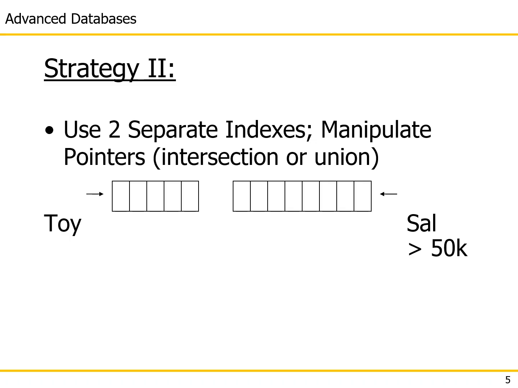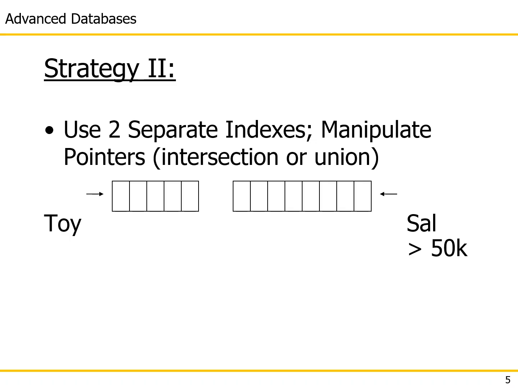Now here is a second strategy that a database engine could also decide to do. If you write select star from employees where department equal to toy and salary greater than 50K, and you have an index on department and an index on salary, then run this query as two separate queries.